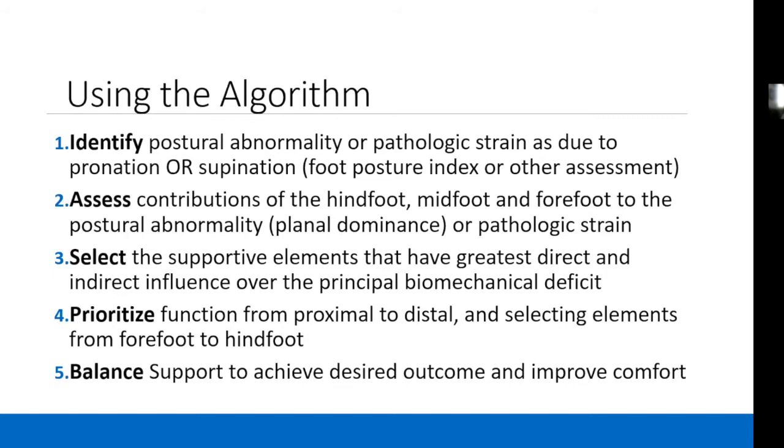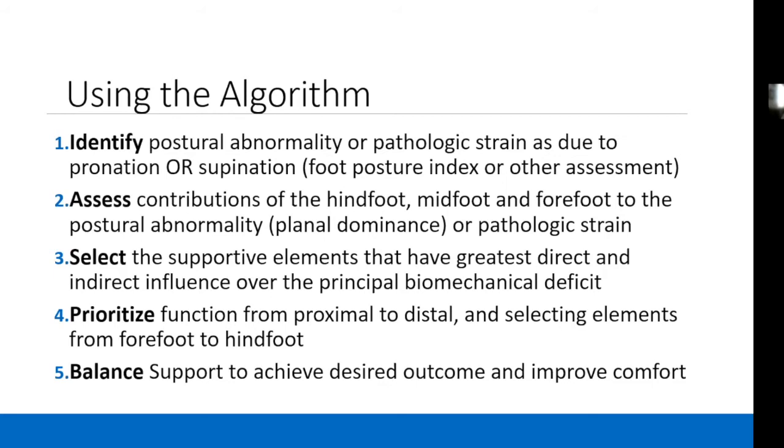Fourth would be to prioritize the function from proximal to distal and select elements from forefoot to hindfoot. I'll speak more about this later, but the general notion here is that in general, we think that biomechanical function is most often prioritized from proximal to distal. If you think of this in the sense that treating orthotically a patient who has weak hip flexors or weak control over the hip is and can be much more difficult than treating a patient who has a dorsiflexor insufficiency. So as you move up the kinetic chain, the severity of the deficit can become more profound.